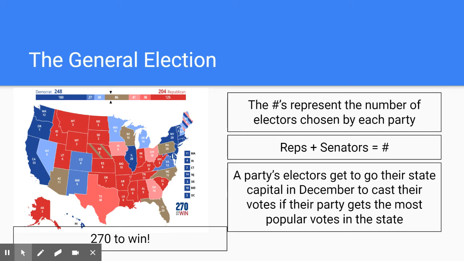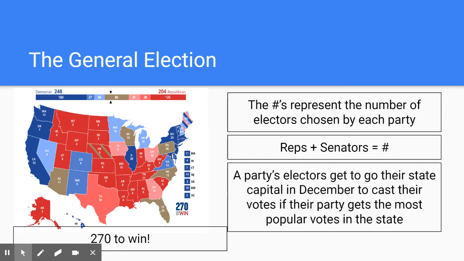Each state has a number assigned to it. The number really represents the number of electors that are chosen by each party. So in Pennsylvania, the number is 20. There are 20 Republican electors and there are 20 Democratic electors. And remember, these are the people that have the final decision on who the state's going to support for president. A party's set of electors get to go to their state capital in December to cast the votes for president if their party gets the most popular votes in the state. So clearly in 2020, Biden got more popular votes than Trump. So the 20 Democratic electors went to Harrisburg in December and they cast their presidential electoral votes for Biden.